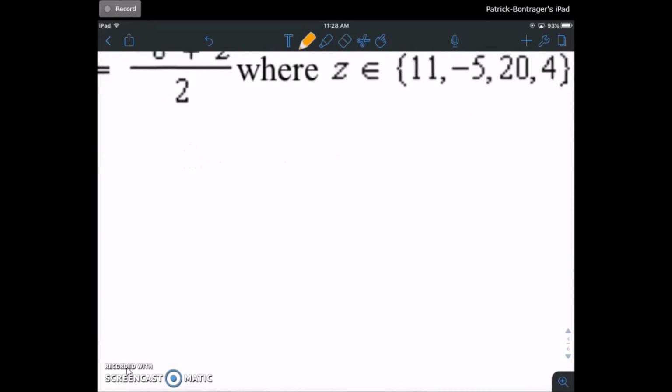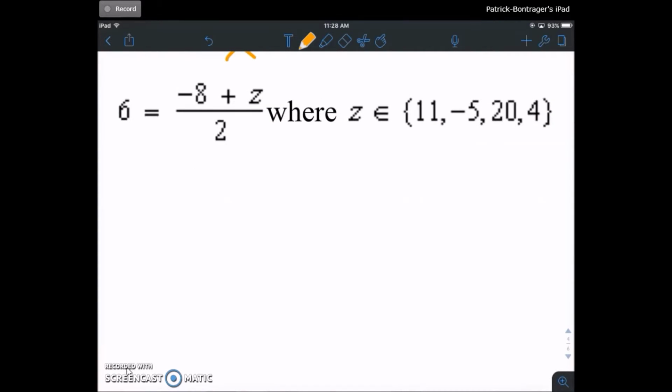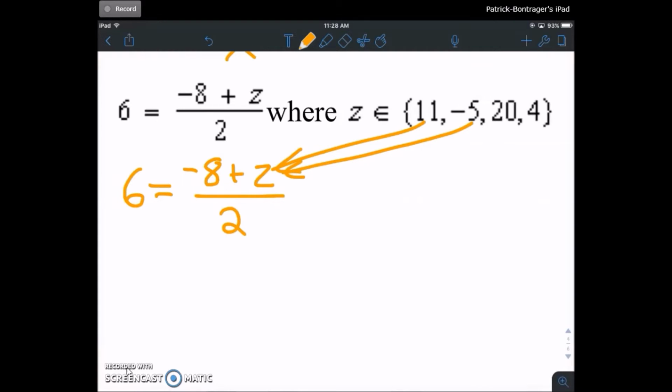All right, we're going to do number 15 next. Again, we're just plugging in. We're going to do the same thing we did on the last one. I will do two, and then you are responsible for doing two. So 6 equals negative 8 plus z, divided by 2. We're going to plug in all these numbers for z.